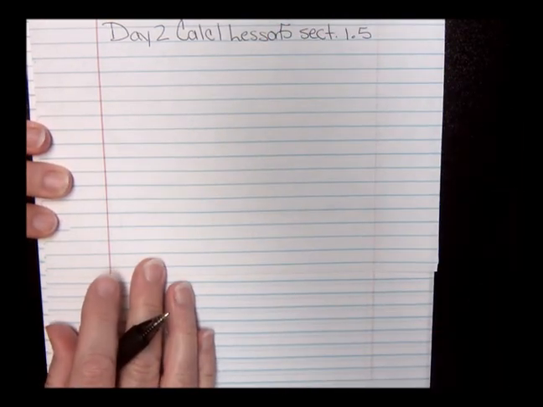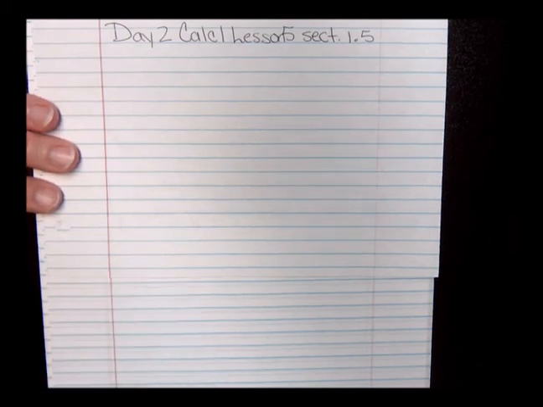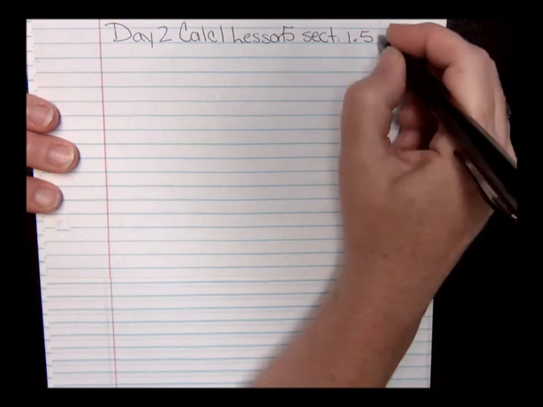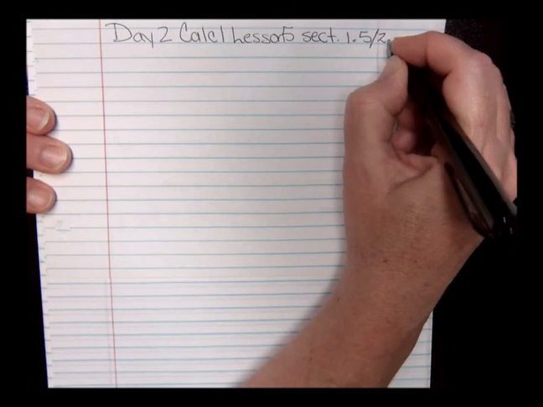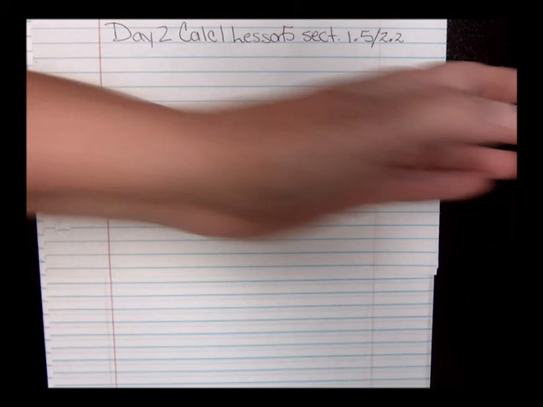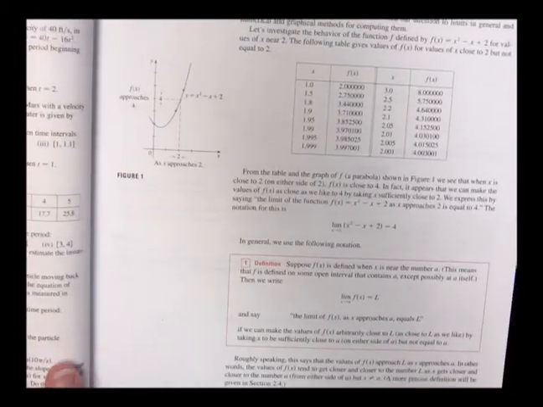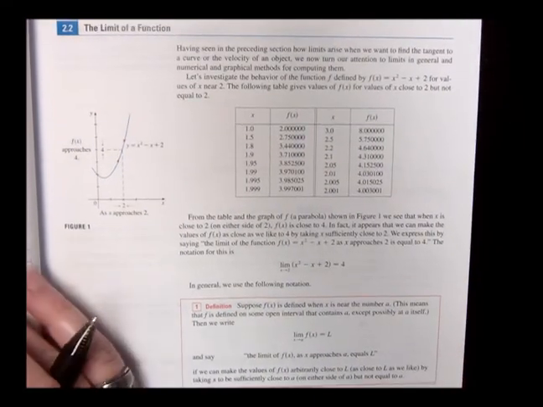Day 2, Calc 1, Lesson 5, Section 1-5. If you have the other book, which I don't advise you getting instead, but if you had to for whatever reason, it's 2.2. Okay, so we're going to be working a lot out of the book again today. Looking at the same concept that we ended with before, which is finding the limit of a function.